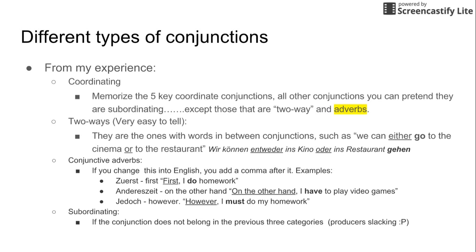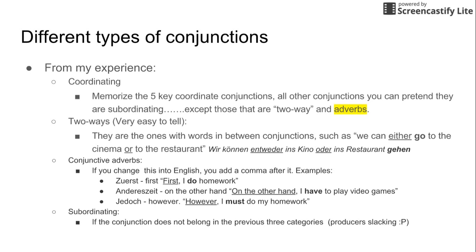Second, see if it is an adverb conjunction. To do that, translate the conjunction and see if you put a comma after the conjunction in English. For example, zuerst, or first, would be an adverb conjunction because in English you write "first, comma, I do homework." Another example, andererseits, on the other hand, is also an adverb conjunction because in English you write "on the other hand, comma, I play video games."